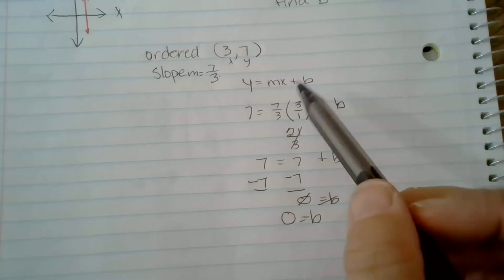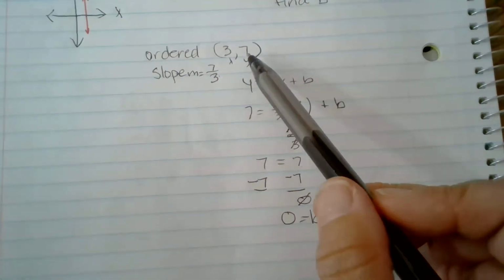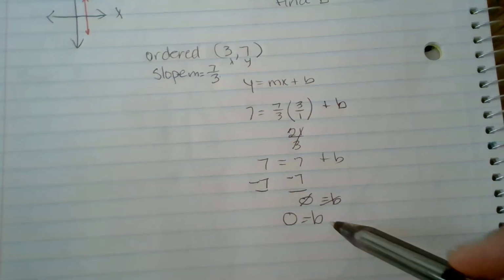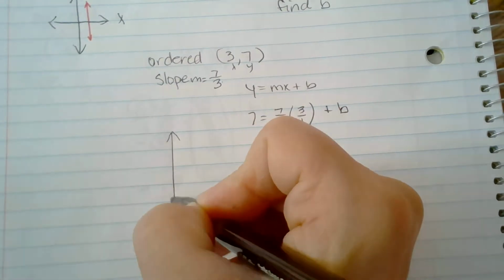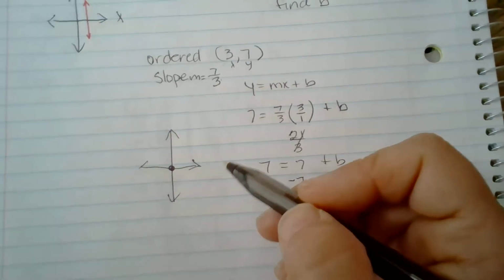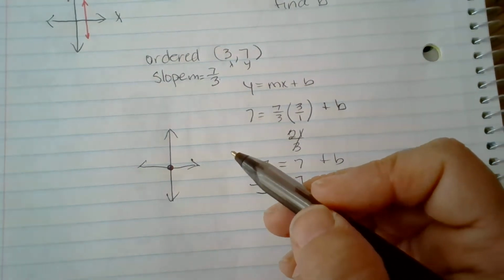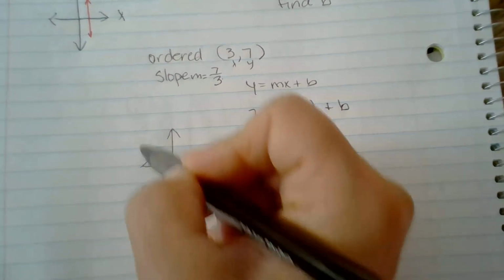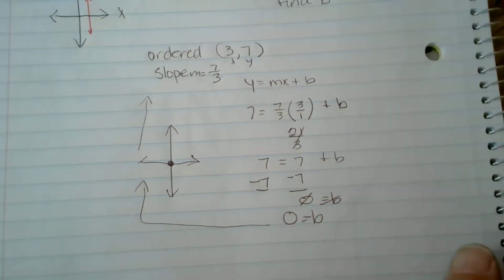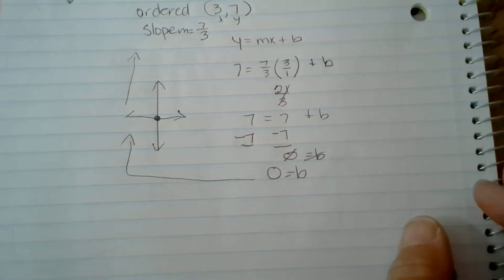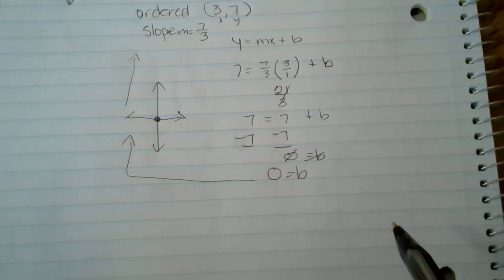So what that's saying is that if I have a line that has an ordered pair of 3 and 7 with a slope of 7/3, that it will cross the y-axis at 0. That is what that is saying. So this is the y-intercept of the line with those parameters.